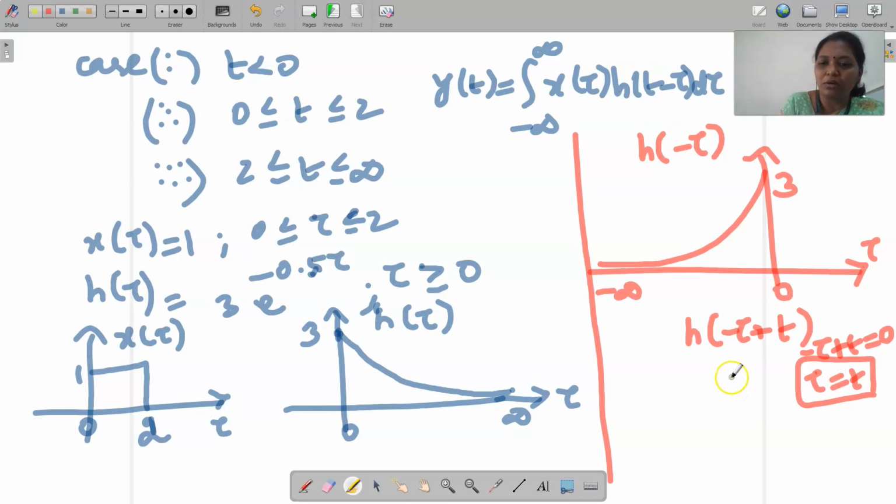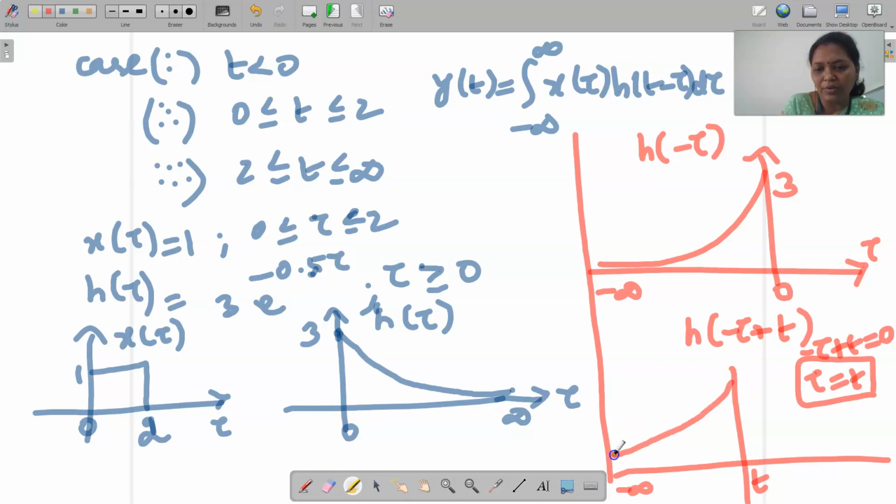Okay. So, minus infinity plus t is nothing but minus infinity, it does not change, but 0 plus t it becomes t here. Just we are doing a time shifting operation. Okay. So, you will get the signal like this.